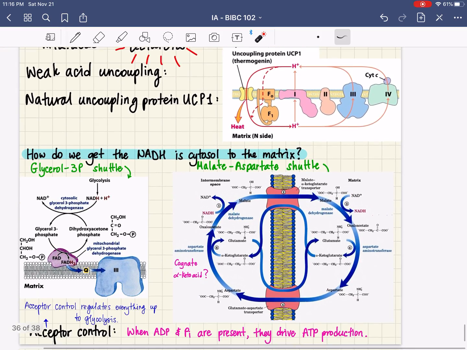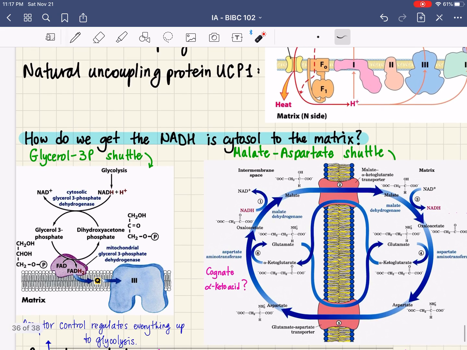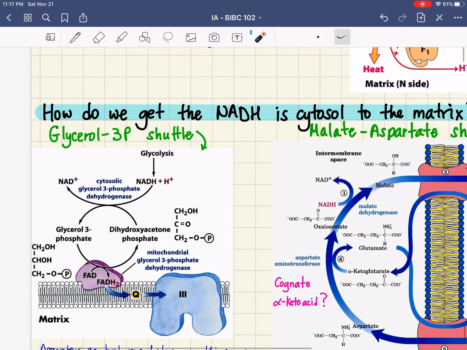Okay, now let's move on to how do we get the NADH from the cytosol into the matrix so that it can go through ETC. And also, how do we regenerate NAD+. Well, there's two ways: glycerol 3-phosphate shuttle and malate-aspartate shuttle. So let's talk about glycerol 3-phosphate shuttle first.